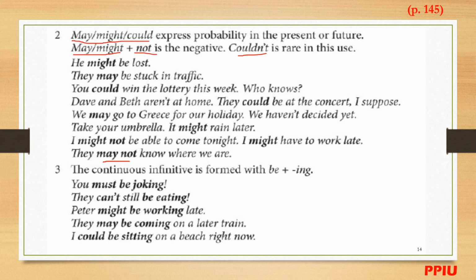And the other part, we can say the continuous infinitive is formed with be plus verb-ing. You must be joking. They can't still be eating. Peter might be working late. They may be coming on a later train. I could be sitting on a beach right now. It is the probability in the present or future. Here I'd better speak in Khmer for the one who cannot catch up with English.